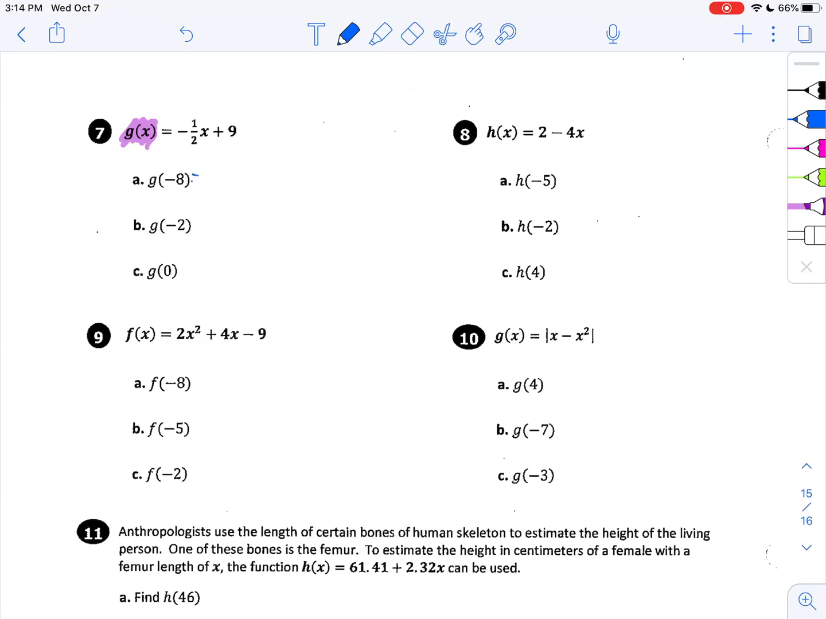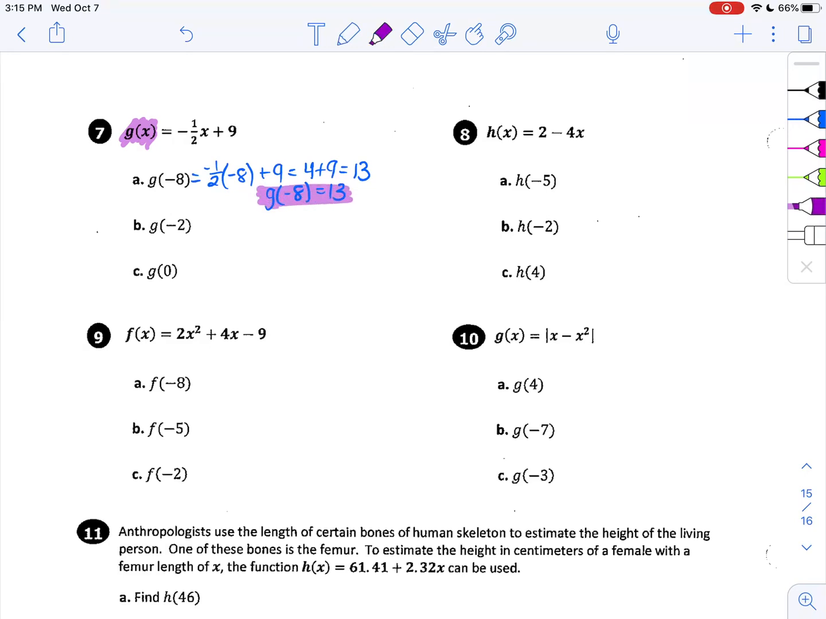For a, negative 1/2 times negative 8 plus 9. We're replacing x with negative 8. And then you may use a calculator or you can do the math mentally. Negative 1/2 times negative 8 is a positive 4 plus 9 is 13. So g of negative 8 equals 13.